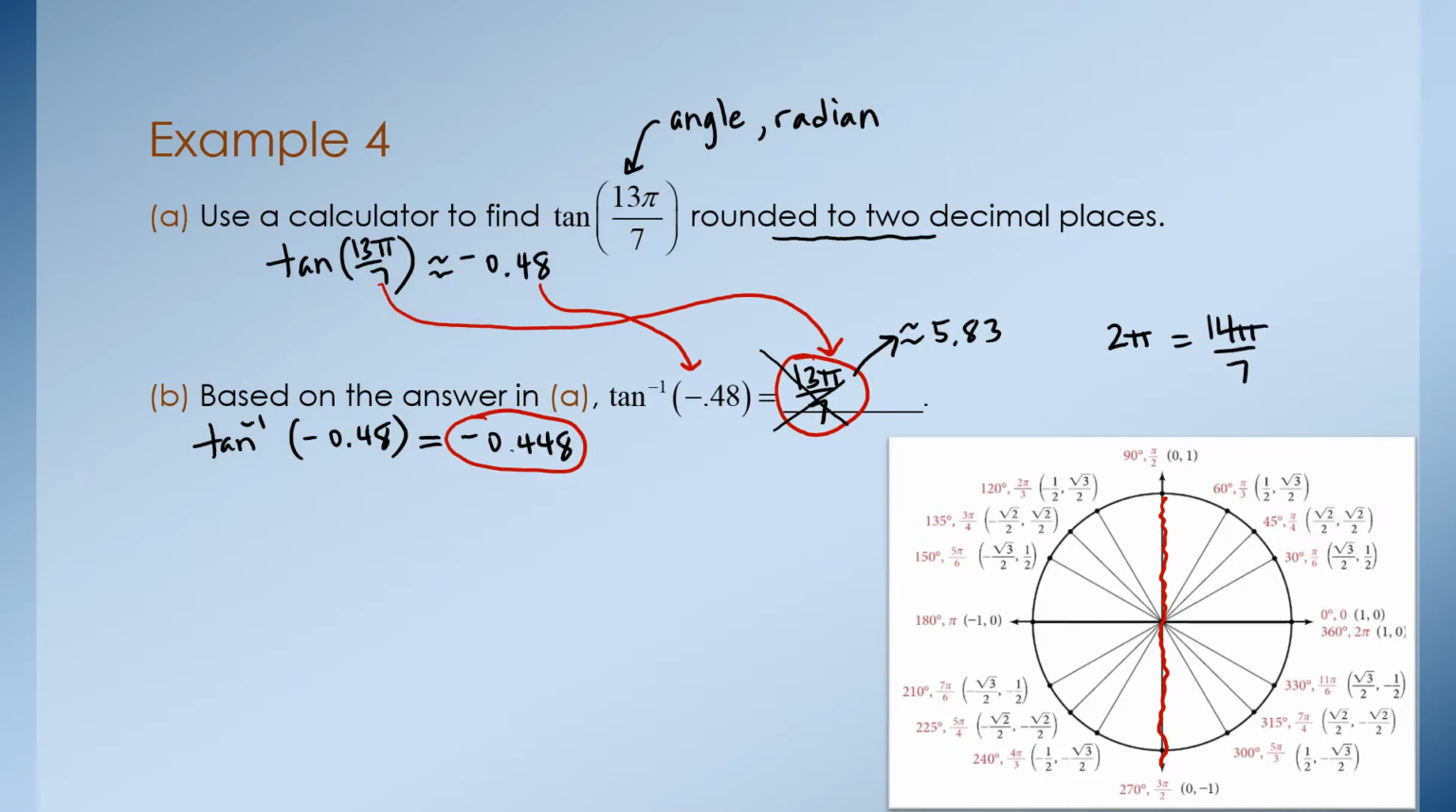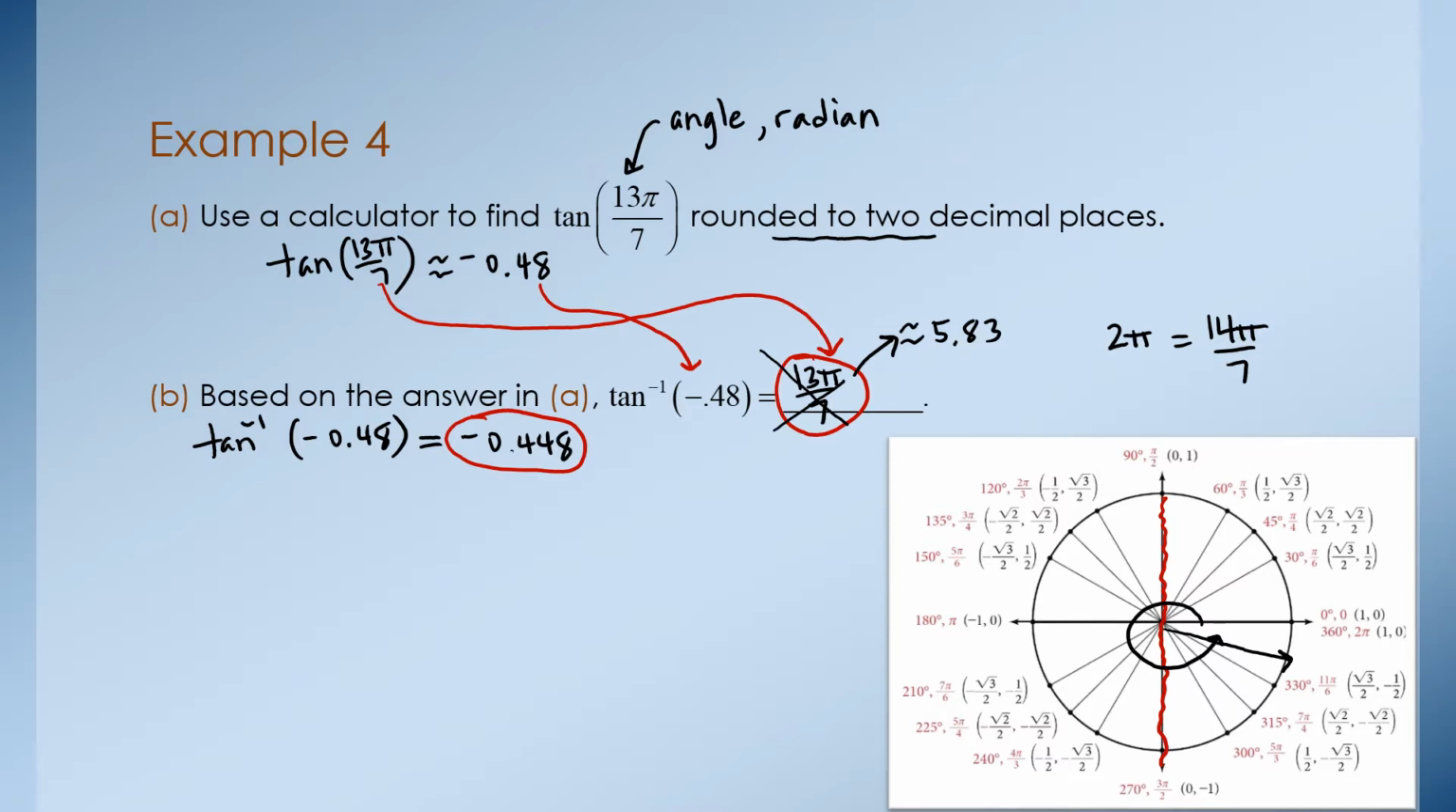14 divided by 7 is 2. So what that tells me is that 13 pi over 7 is just a little bit shy of one full rotation. Now, there's nothing wrong with that answer. I am in the fourth quadrant. However, I did break through that border. So what I want to do is to express that angle or that location in a way that doesn't break through that border.